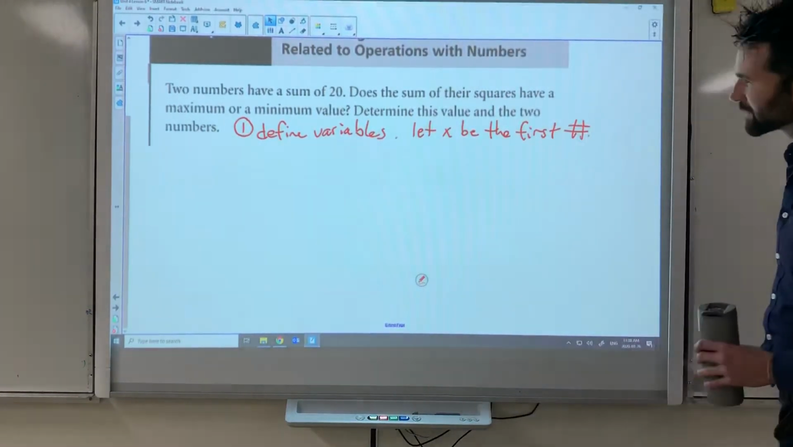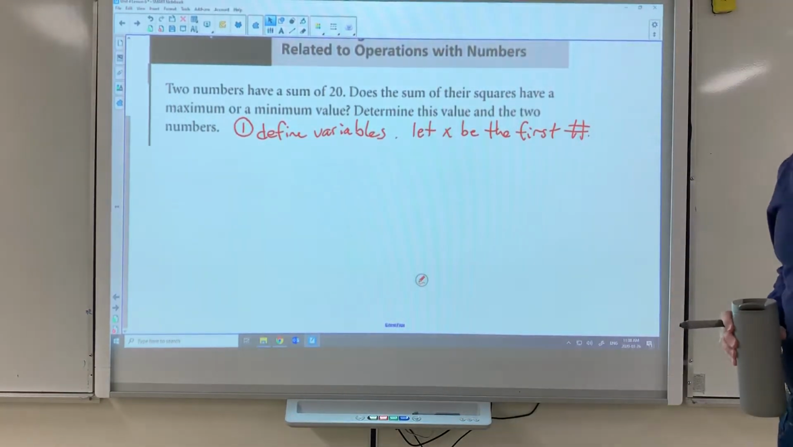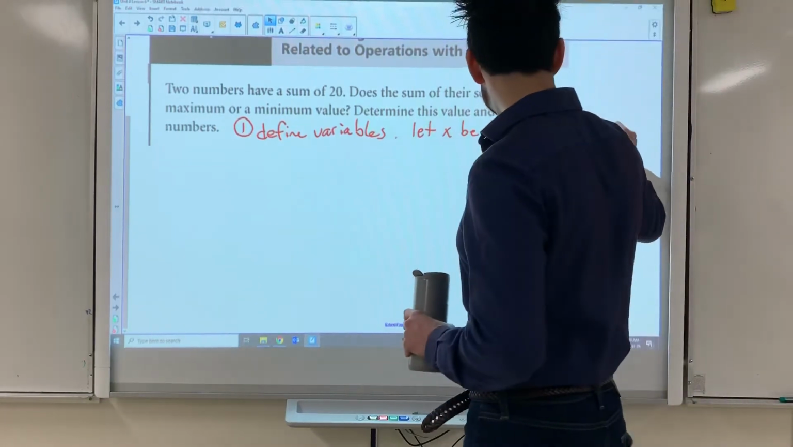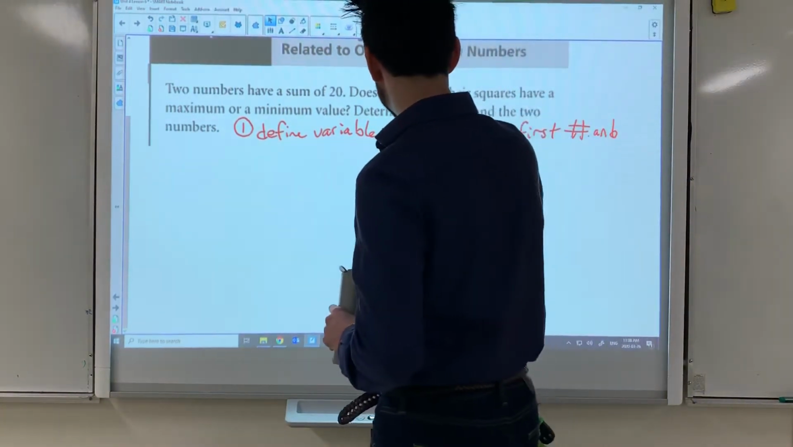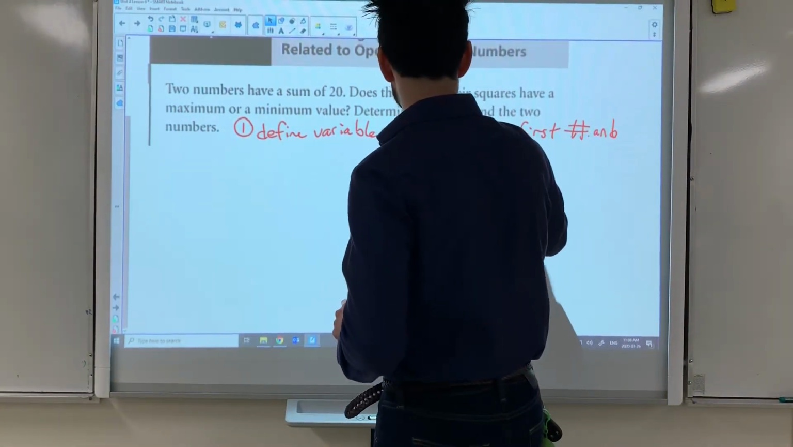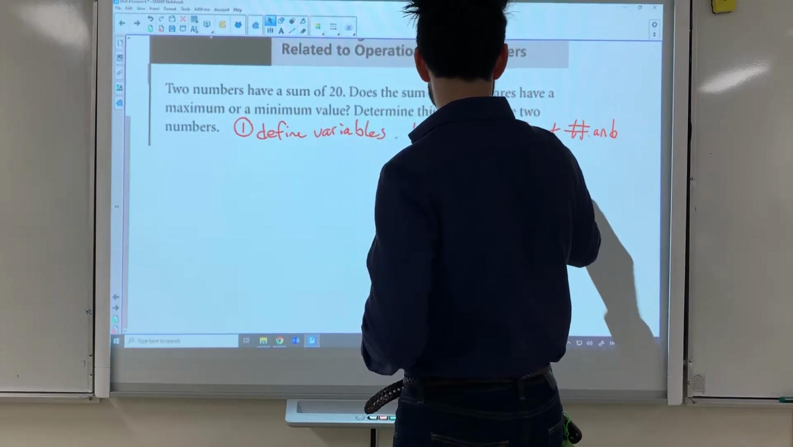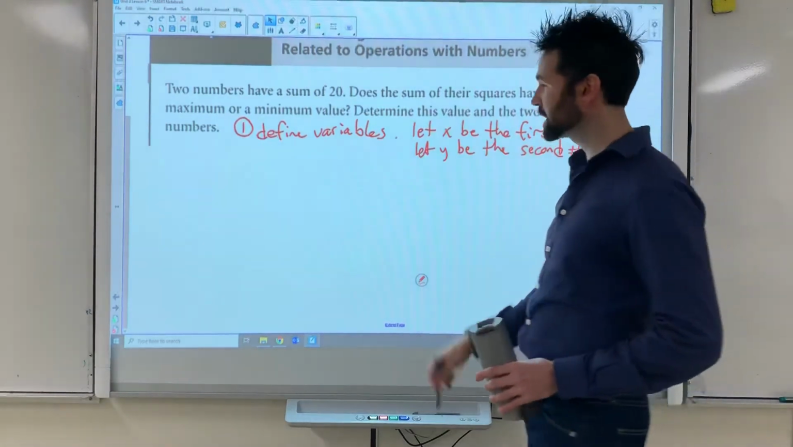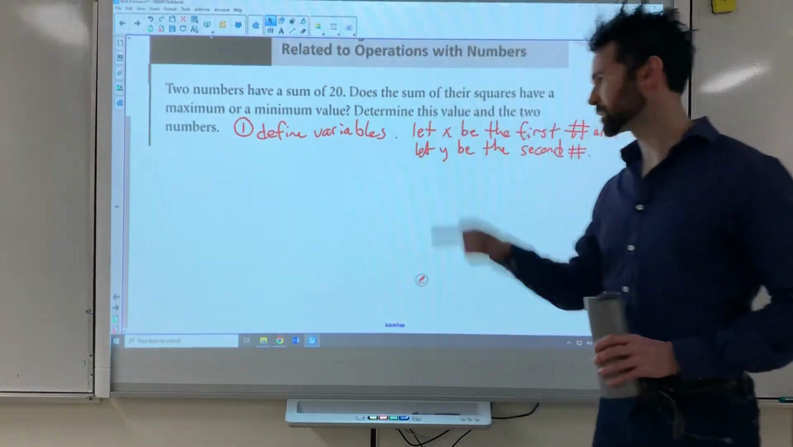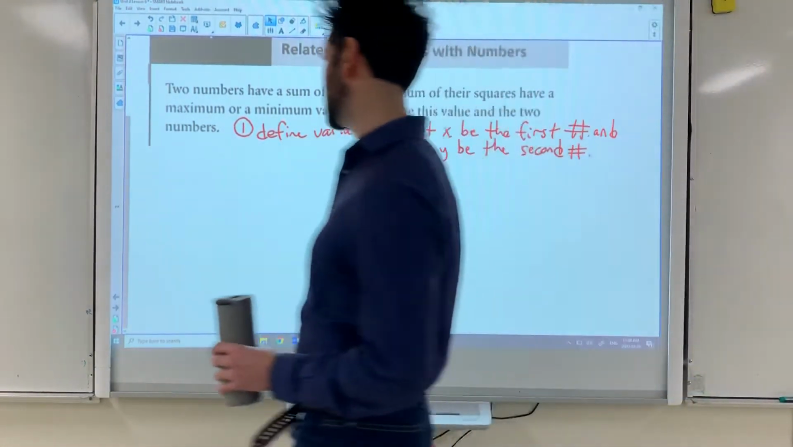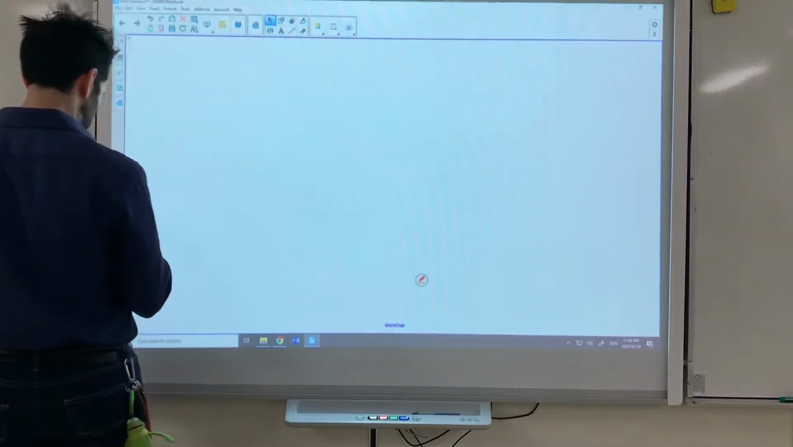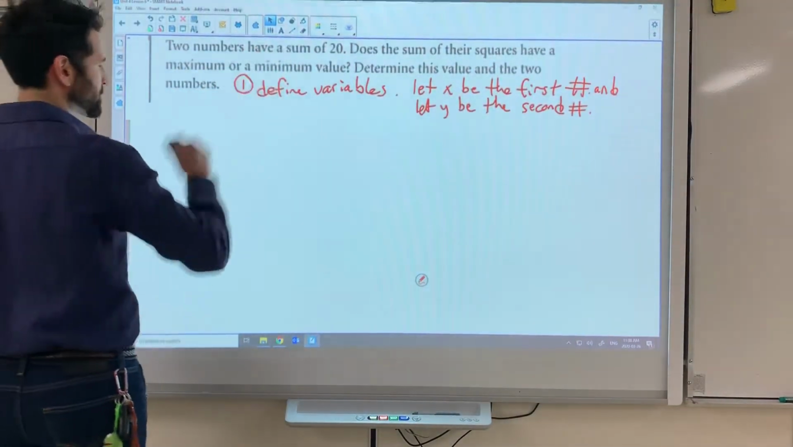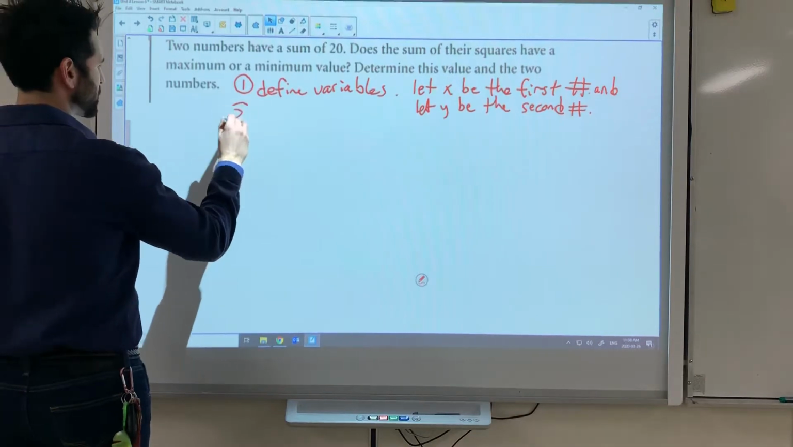And 2 numbers, right? And let y be the second number. And you must write it out so the reader, the person marking it, knows what you're doing. Please do that, otherwise I would be very upset with you. Okay, so 2 numbers have a sum of 20. Great. So set up equations.